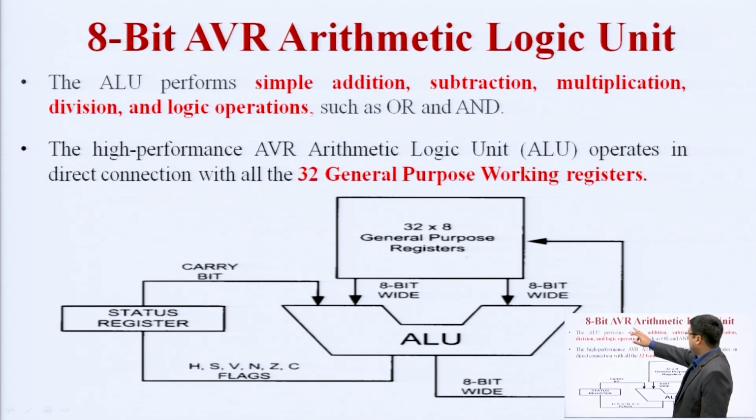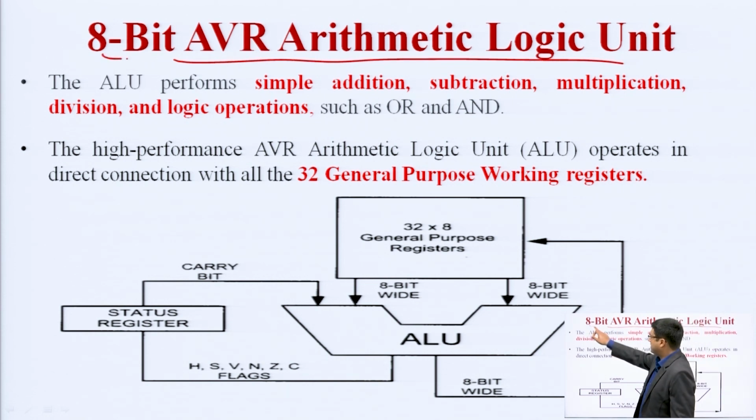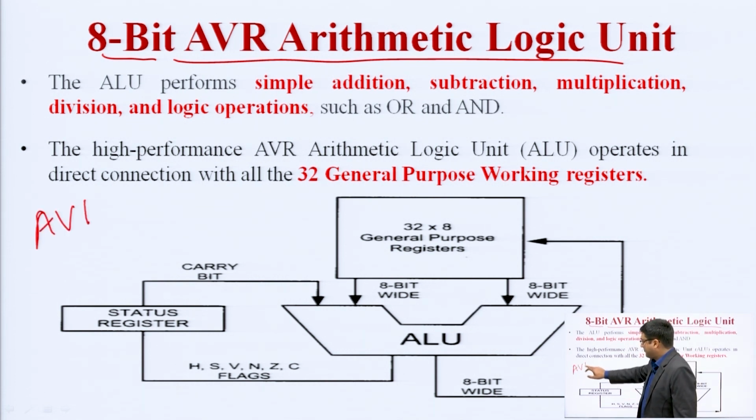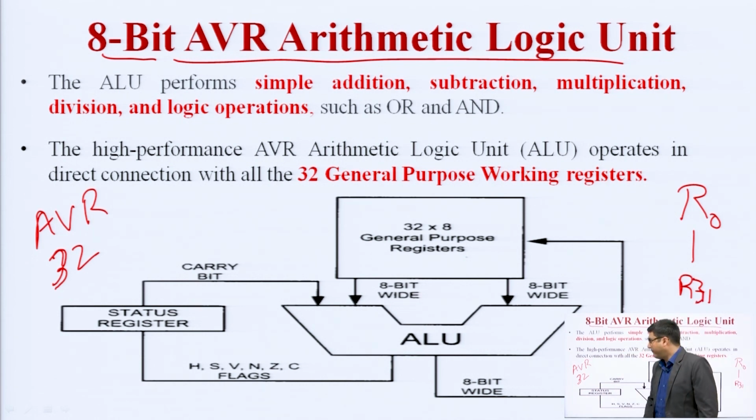Let us start with the 8-bit AVR arithmetic logic unit. So basically, what is 8-bit? In the previous lecture we have seen that AVR is an 8-bit microcontroller. 8-bit microcontroller means that it works on 8 bits of data at a time, and we have seen that AVR has 32 general purpose registers, varying from R0 to R31. You can follow my previous lectures for the detailed explanation of the AVR microcontroller.